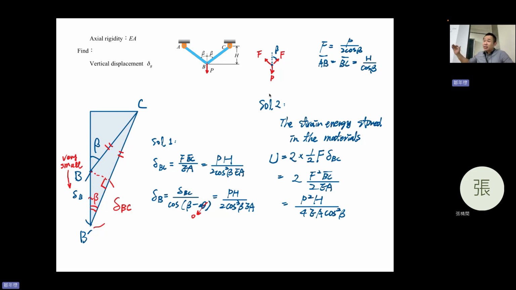And we know that this strain energy stored in the material is equal to the work done by the force. So what is that work? The work is equal to P delta B divided by 2. So now you are able to use the internal strain energy to determine delta B, and then you see that they are exactly the same. You can obtain exactly the same value as solution 1.